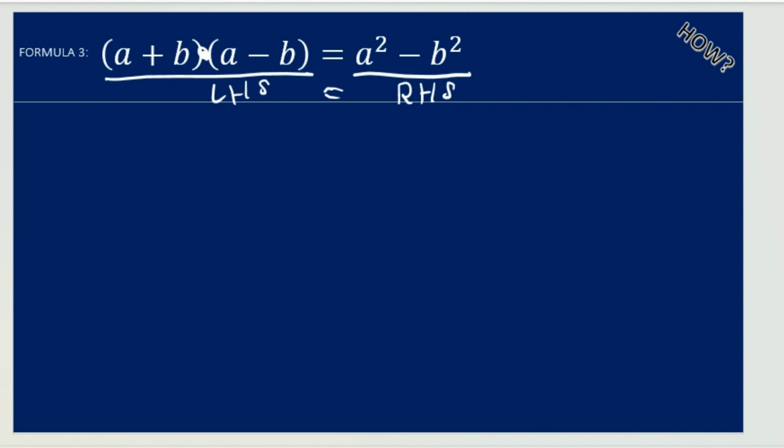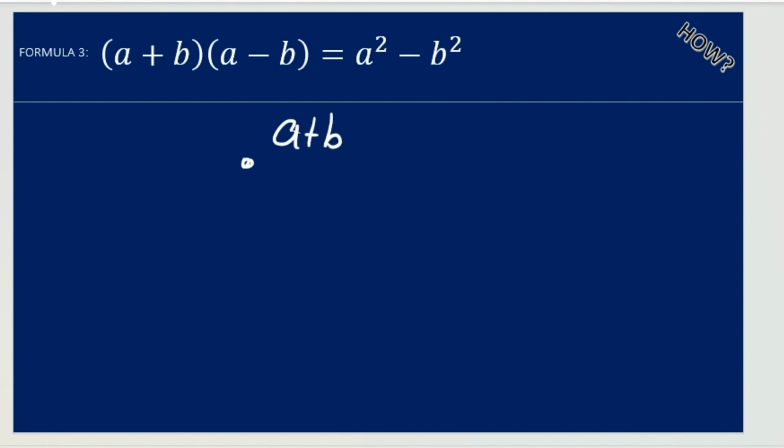So there would be a multiplication symbol. So basically what to do is, well, multiply. So now let's just multiply to get the right-hand side. A plus b times a minus b.